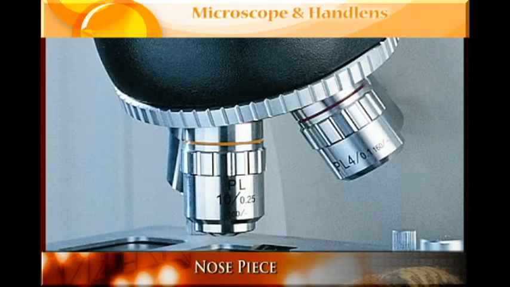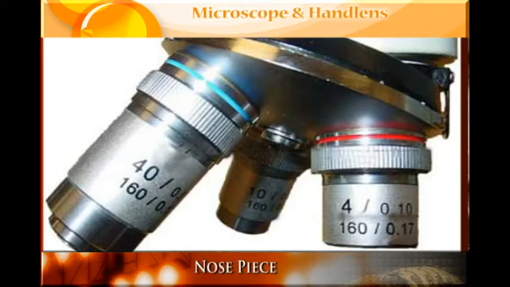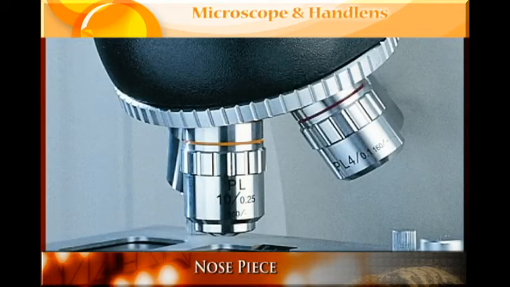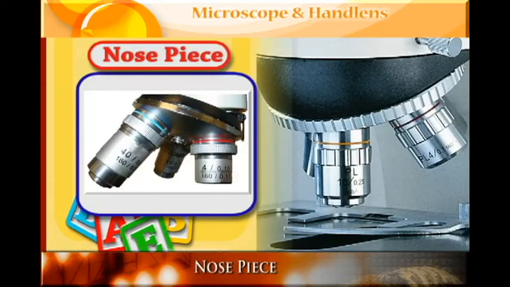For example, we have an objective lens of times 10, times 40, and we have another one times 100. Those are different magnifying objective lenses, and they are situated on the nose, which helps them to be rotated and brought into position where we can use them. We have multiplication of 4, multiplication of 10, multiplication of 40, and multiplication of 100.